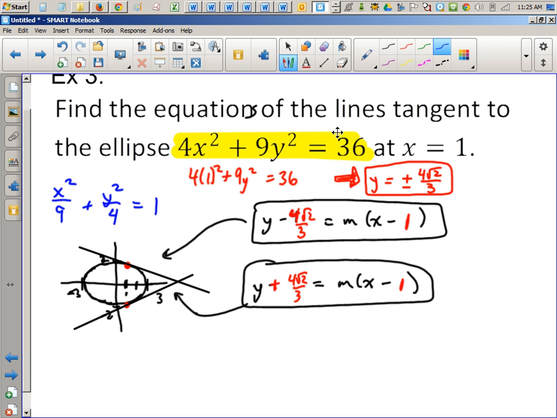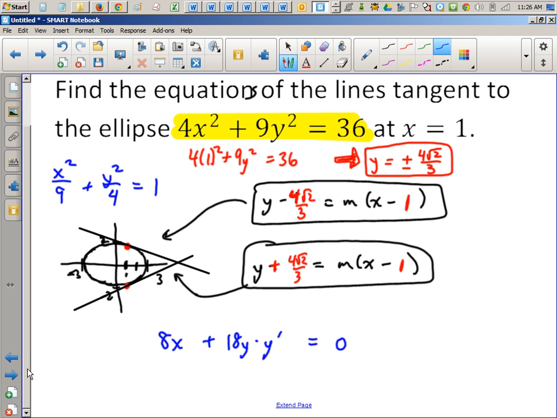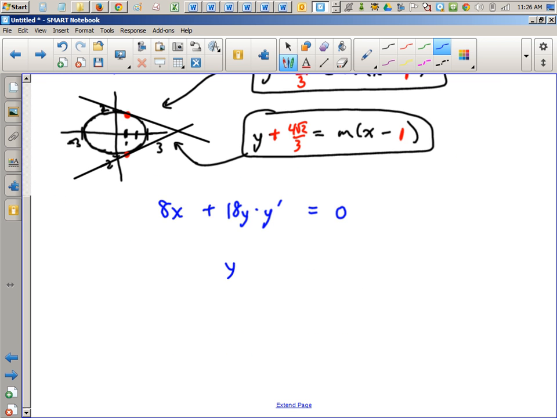Okay, so what's the derivative of 4x squared? 8x. What's the derivative of 9y squared? Careful. 18y times y prime. Yes. 18y times y prime. And what's the derivative of 36? 0. And you can isolate your y prime now. You actually get negative 4x over 9y.